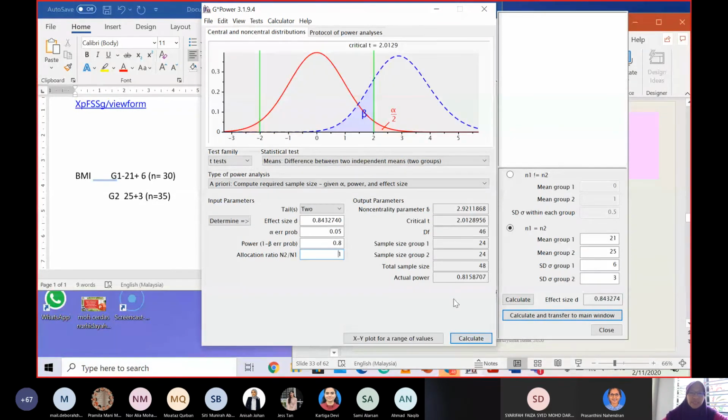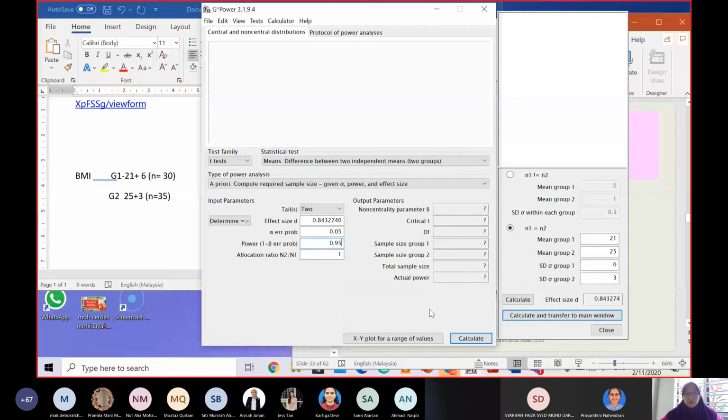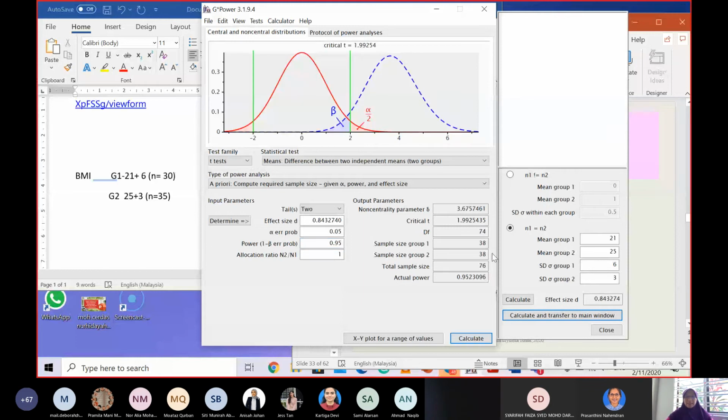So what I need for group 1 is 24, group 2 is 24. So this is quite accurate. Yeah, the power is 81%. If you want to change the power, you will need more, 38 and 38. Total size 76. Okay. Another one. This is okay. Any questions?